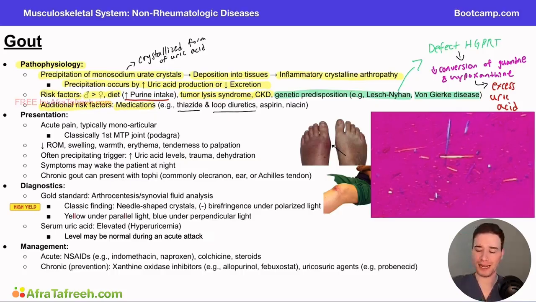And in general, these medications, both thiazide and loop diuretics, can alter the secretion of uric acid in the body by affecting the organic anion transporter. And this alteration of this transporter ultimately leads to increased uric acid levels in the body itself.